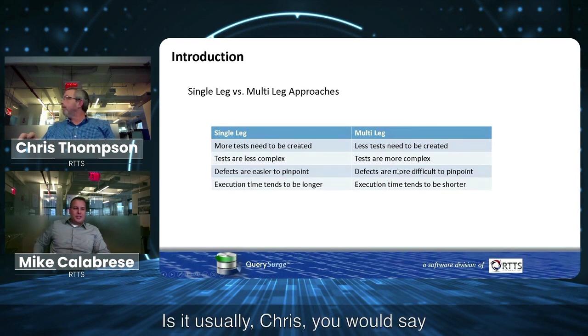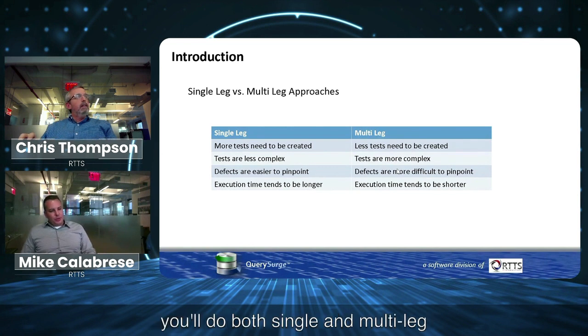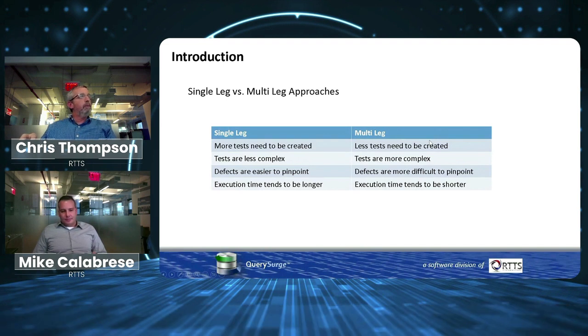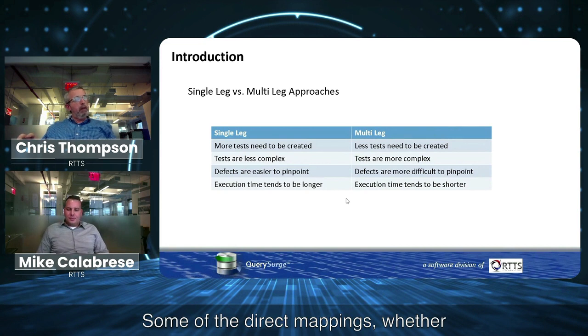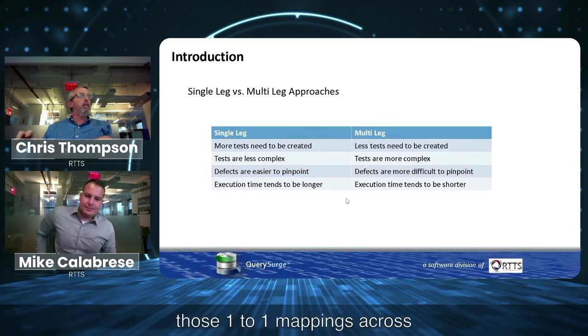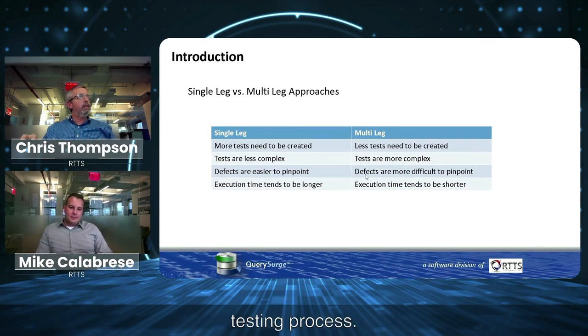Is it usually one or the other, Chris, or could there be a mixed approach here where you do both single and multi-leg tests? You could definitely have a mixed approach. That's what I usually find too in the projects that I work on. Some of the direct mappings, where a particular column doesn't have any transformations at all across all the legs to its final destination, it might be worthwhile to create a test that just tests those one-to-one mappings across the entire thing, and that way you don't have to create those simple tests at each leg of the testing process. Yeah.